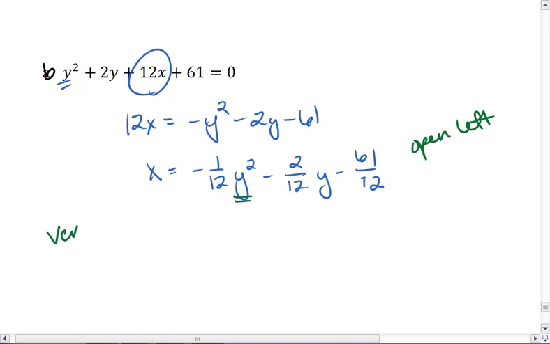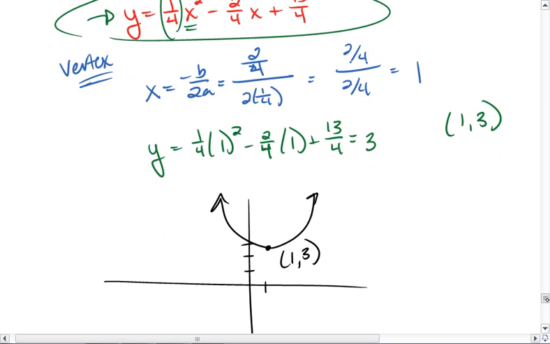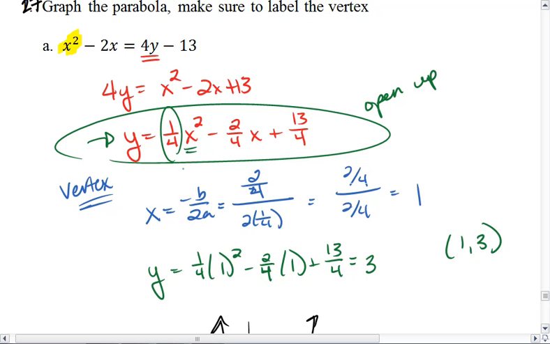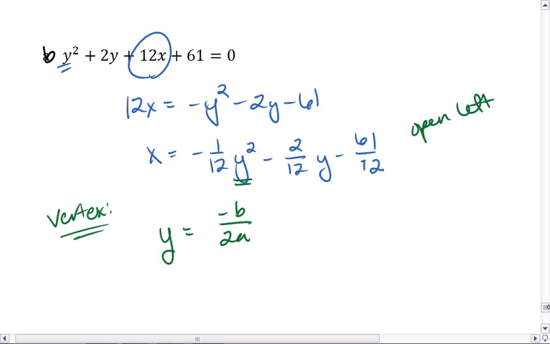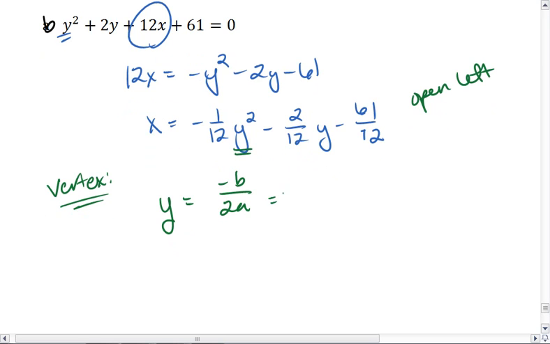Now to solve for the vertex. Since it is y squared, I want to solve for the y-coordinate of my vertex with negative b over 2a. Notice the difference. When it's y squared, the negative b over 2a gives me the y-coordinate. When it's x squared, negative b over 2a gives me the x-coordinate. Okay, coming back down, I get positive 2/12 divided by 2 times negative 1/12. This will reduce to a negative 1.